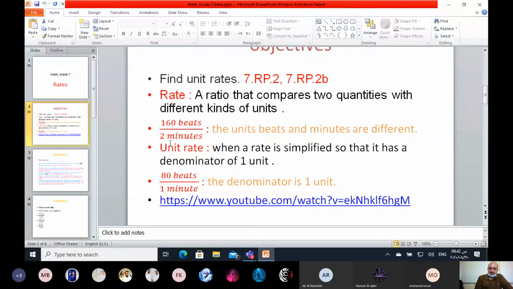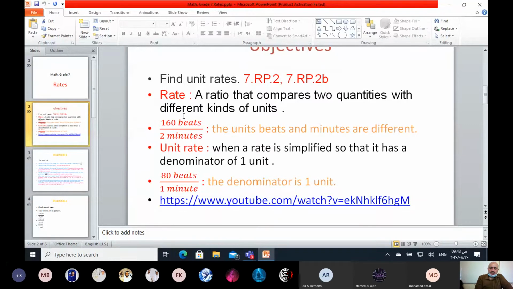A ratio means we have a fraction here, and we want to compare between two things. Here we have two quantities: this is the first quantity and this is the second quantity. But we have different kinds of units. The unit here is beats and the unit here is minutes. So when you have different units in the ratio, you have a rate.